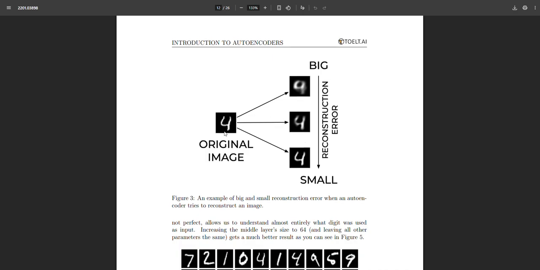This improvement directly relates to the reconstruction error. As shown in figure 3 here, a small reconstruction error means a near perfect reconstruction, while a bigger reconstruction error means a poor, blurry reconstruction.